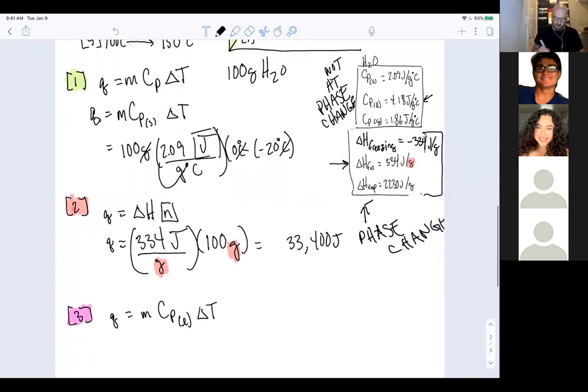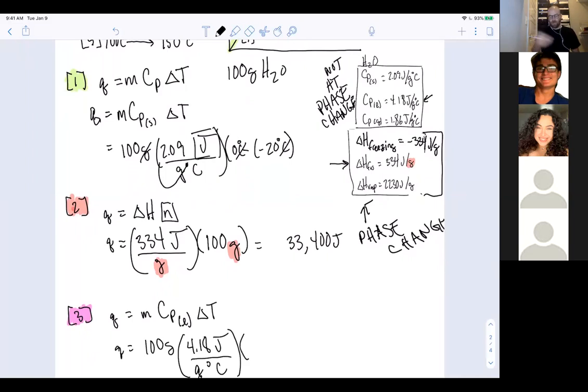So the mass hasn't changed, so that's still just equal to 100. C sub P is something that's tabulated. This is the one that you're most likely to end up accidentally memorizing. It's a good one to know. There's a lot of liquid water on the planet. It has a lot to do with, I don't know, temperature and stuff like that and climate change. So it's a good one to know. But yeah, 4.18 joules per gram degree Celsius. And then we're just looking at the change in temperature.